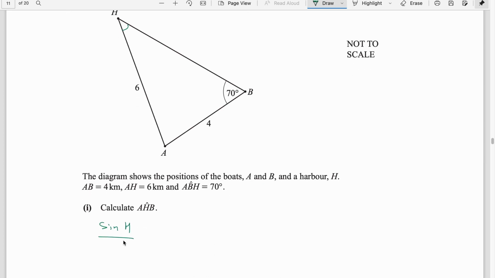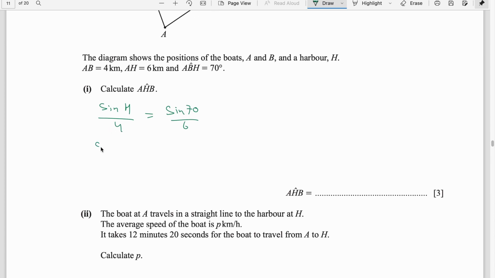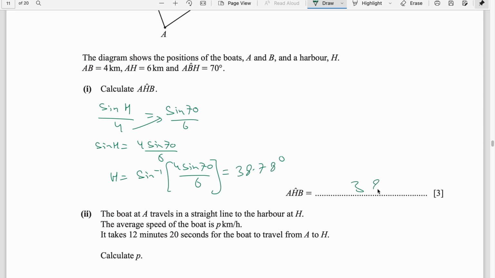Sine H over 4 is equal to sine 70 over 6. So we simplify: sine H is equal to 4 sine 70 over 6. Then take the inverse, and you get 38.8 degrees.